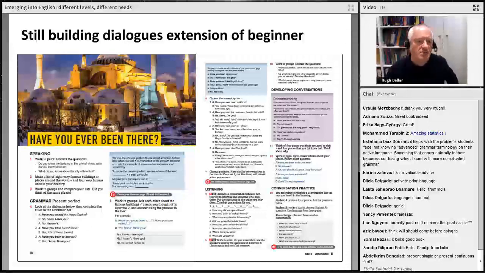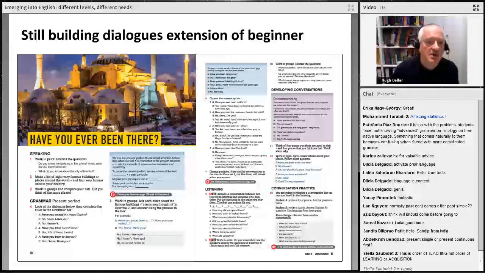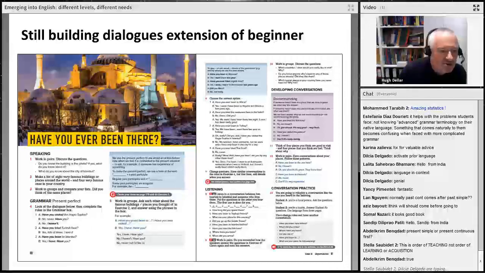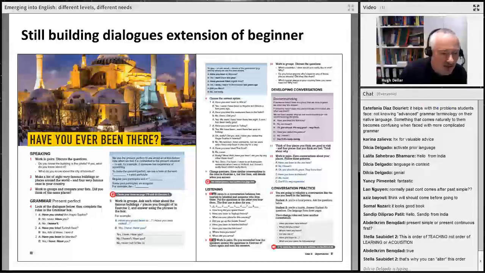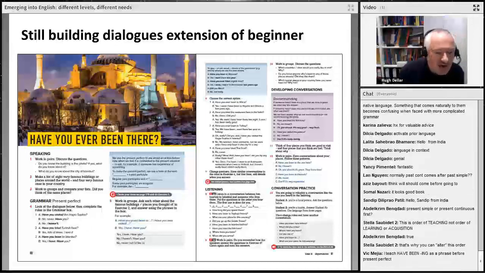Here's an example of what we tried to do at the elementary level, and you probably won't be able to see it particularly clearly, but it's just basically looking at one little conversation, which is, have you ever been there? There's a very basic dialogue. The students hear a little conversation, and they have things like, have you visited the Hagia Sophia? Have you tried Turkish food? Have you been to Istanbul? The students have very basic little conversations, and then they build on those.